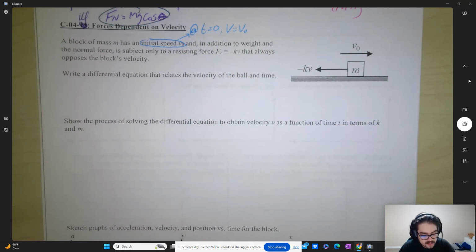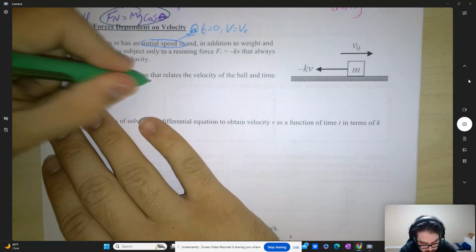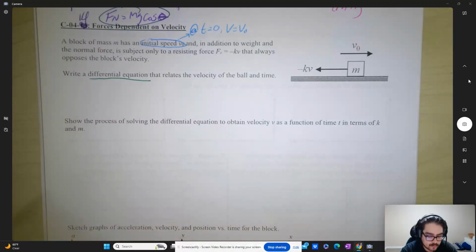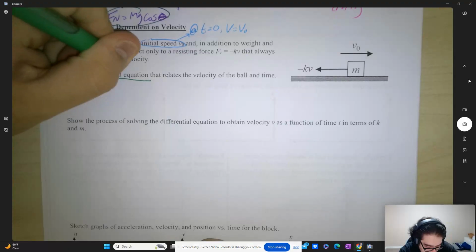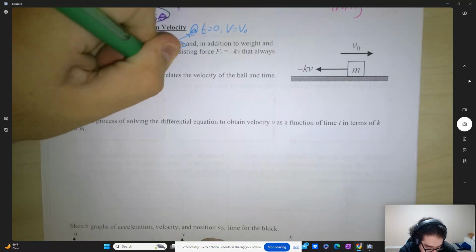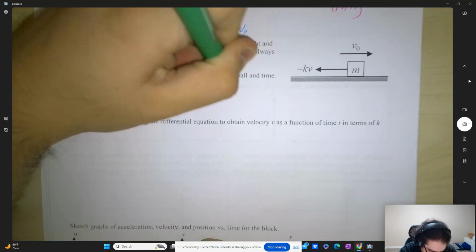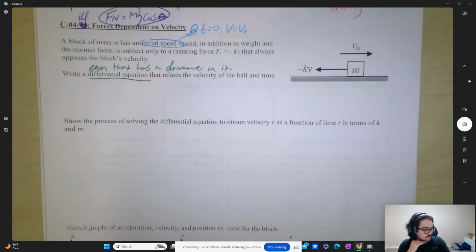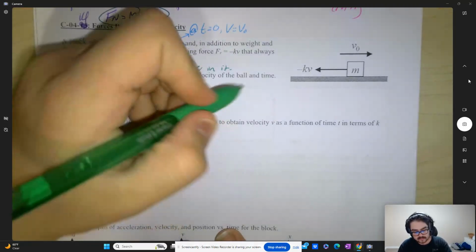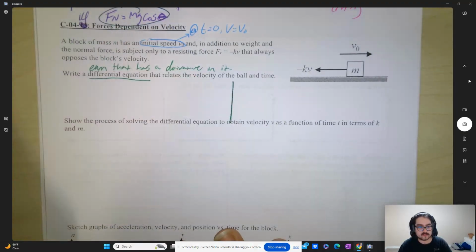So really quickly, it's going to ask us to write a differential equation that relates the velocity of the ball and the time. Okay, well, wait, what's a differential equation? This is an equation that has a derivative in it. Okay, it's an equation that has a derivative in it, and that's all it is. Okay, I'll give an example. I'm going to kind of section off this part because I really don't need a lot of space to actually solve this part of the problem.